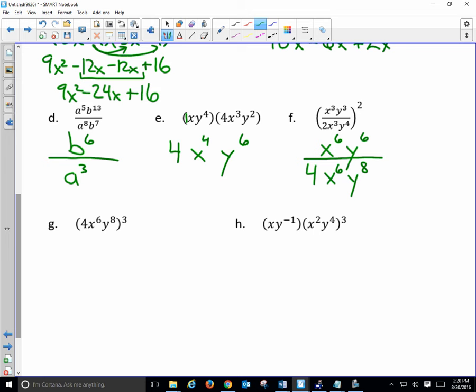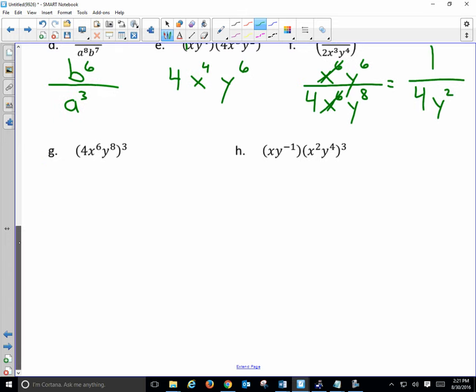Am I done? No, let's simplify. X to the 6th over x to the 6th reduces to just 1, right? And then y to the 6th over y to the 8th will give me y what? In the denominator. Good. Let's do 2 more. Power to a power. Okay?